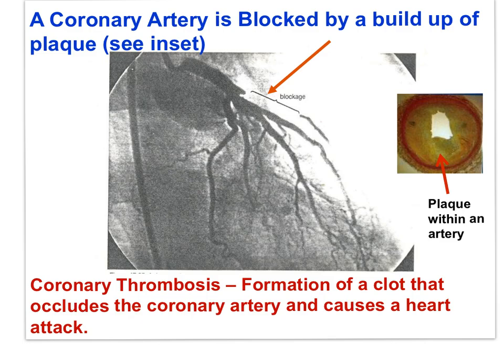In this micrograph of the coronary arteries of the heart, we can see a section of a coronary artery that is blocked. A dye has been injected into the blood, and we cannot see blood flowing in this section of the vessel. The occlusion is due to plaque development, and it sets the stage for coronary thrombosis, the formation of a clot that occludes the coronary artery and causes a heart attack.